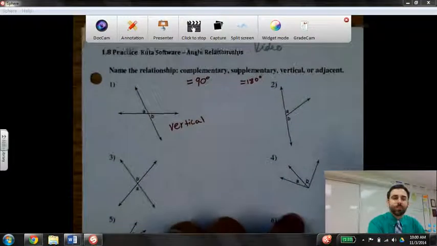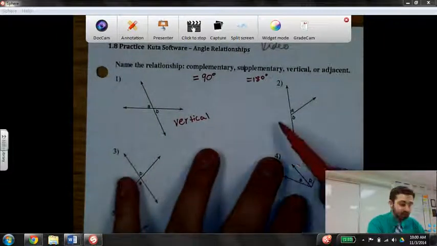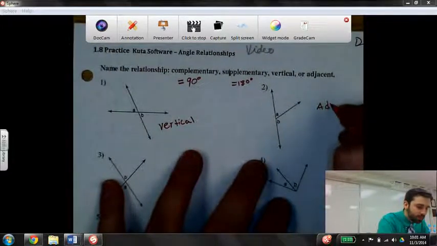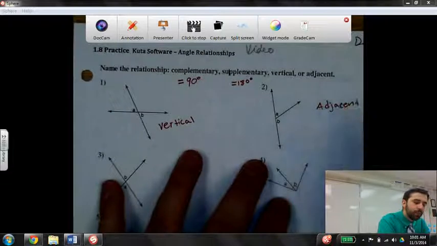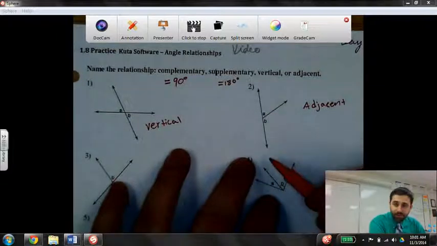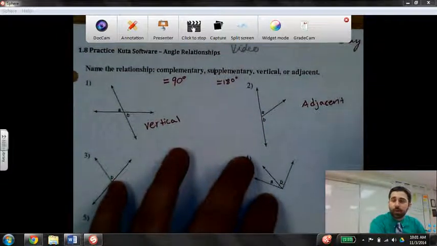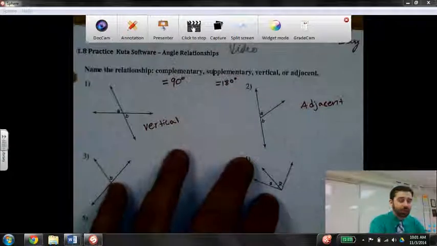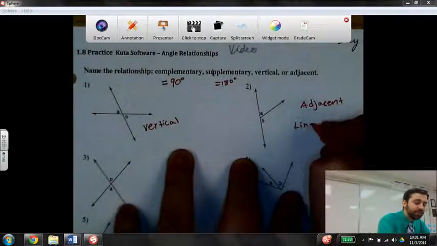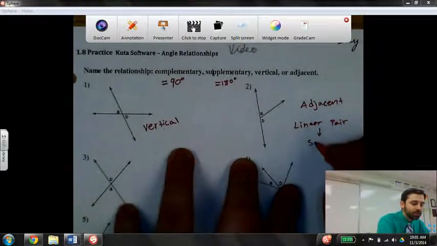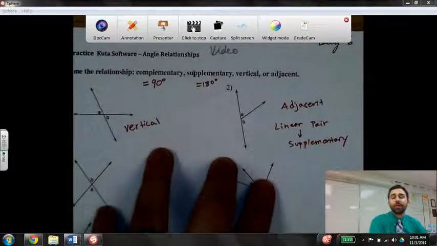For number two, A and B do share this ray in the middle, and they're touching one another, so we can say they are adjacent. Now, what we also know is that A and B are on the same line here, and they form what's called a linear pair. Based off the linear pair postulate that we've learned, we know that linear pair angles are also supplementary. So since these adjacent angles are a linear pair, we can also conclude they are supplementary, which just means that their angle measures add up to 180.